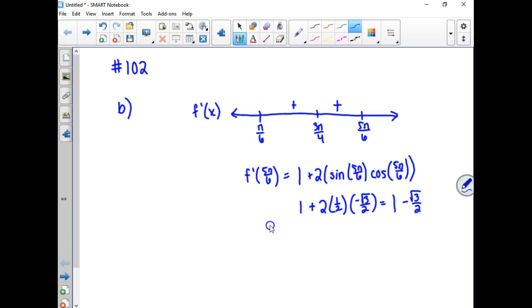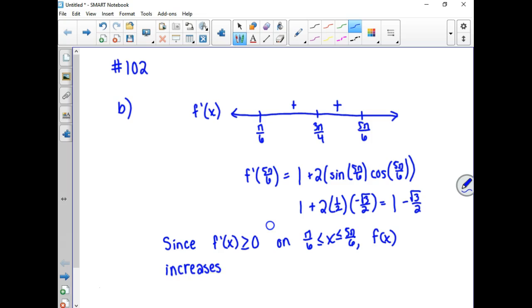So what this tells us is that f prime of x is always positive, or 0, between pi over 6 and 5 pi over 6. So we would say since f prime of x is greater than or equal to 0 on pi over 6 less than or equal to x less than or equal to 5 pi over 6, f of x increases on the entire domain.